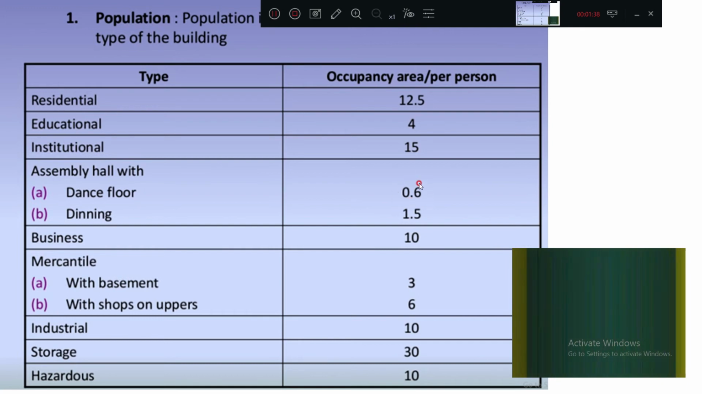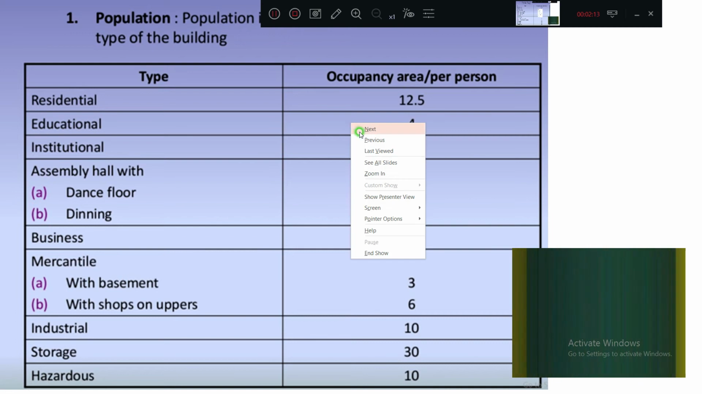So that is why government is not telling to get accumulated in these public spaces during this COVID-19 spread. Okay, so that is why they are not allowed, very very less space. For business, 10 square meter per one person. Mercantile means what? Shops, there 3 and 6. Okay, industry, storage, hazardous, so for them 10, 30, 10, 10 square meter per one person. Okay, like that. For one person, what is the occupancy area? This is the standard. Okay, you can take assumption from this one.